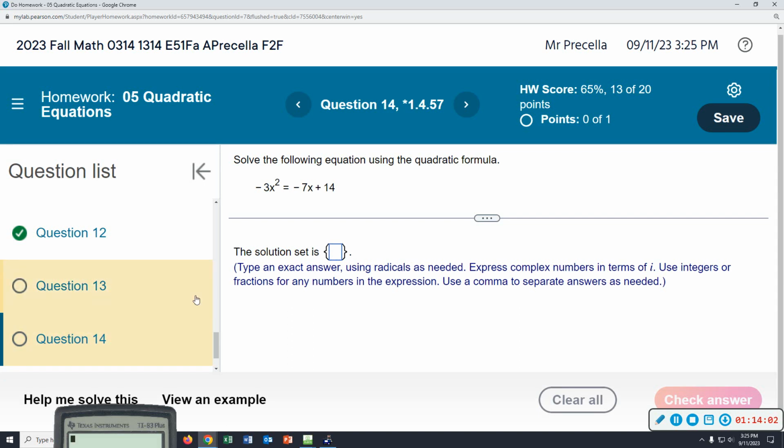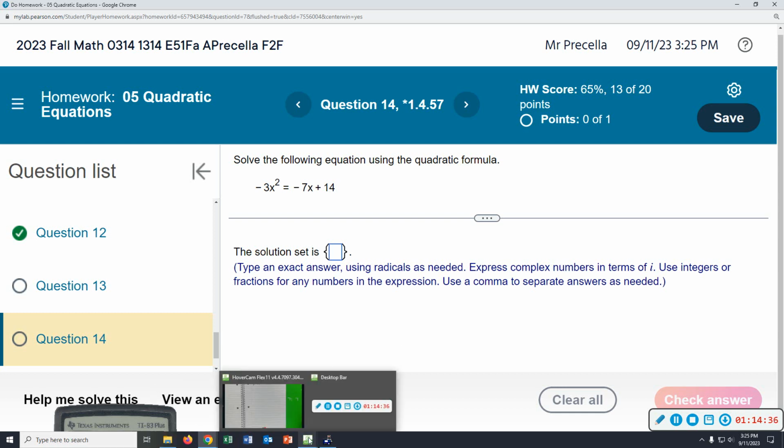Let's do number 14. Oh, I like number 14 too. I'm glad I got back over here. So this is one of the solution set problems. I mean, the instructions say that, but I never really paid attention to that. That was a good observation.